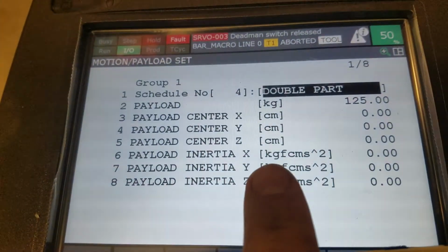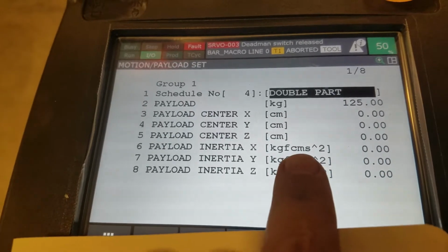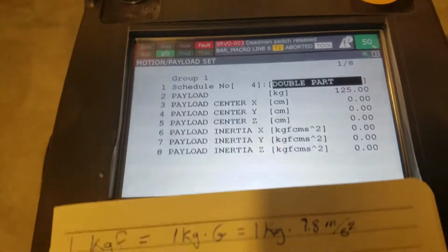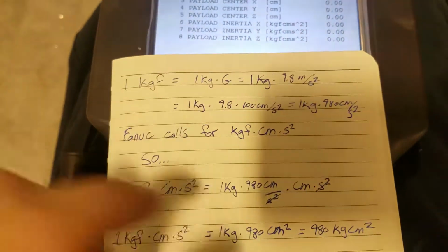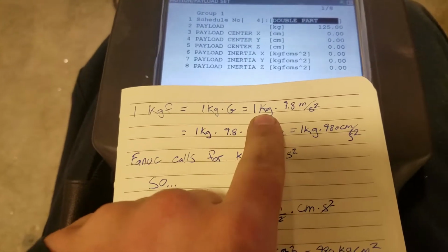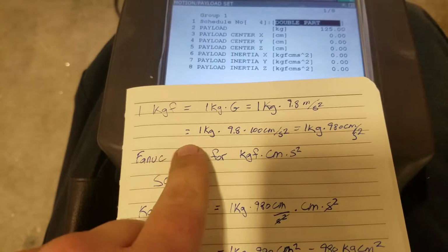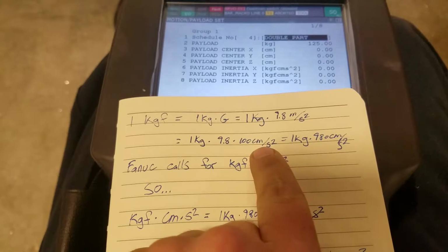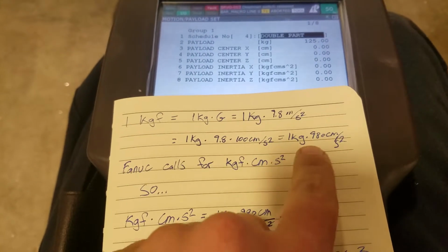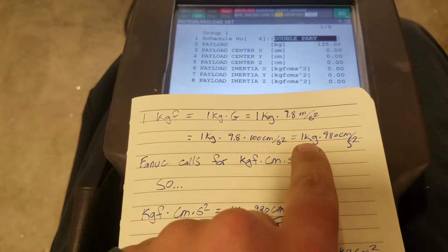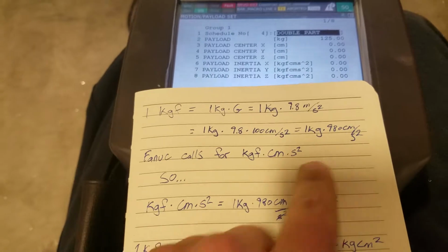So this unit is a kilogram force times a centimeter times a second squared, which is a really strange way to describe inertia. But this is what it really means. Kilogram force is 1 kilogram times G. So that's 9.8 meters per second squared. And then we've got to convert that to centimeters. So 100 centimeters per meter gives us 980 centimeters per second squared. So kilogram force is a kilogram times 980 centimeters per second squared.